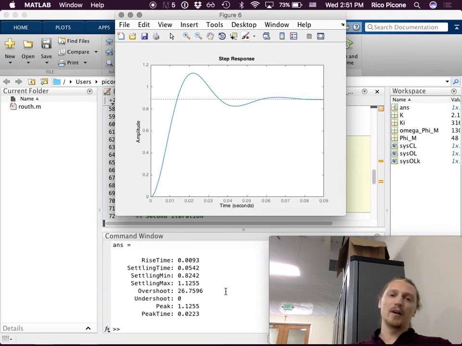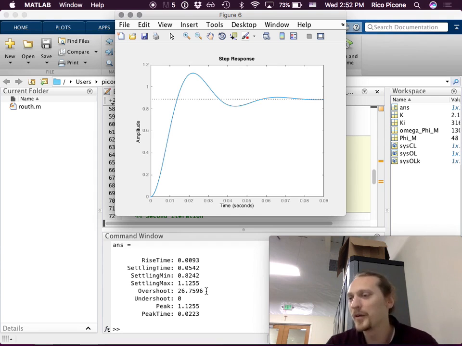Well, it looks like our overshoot, 26, 27%. It's a little high, a little higher than we wanted, but it's in the ballpark. So when your first design is in the ballpark, you think success. So we were pretty close.